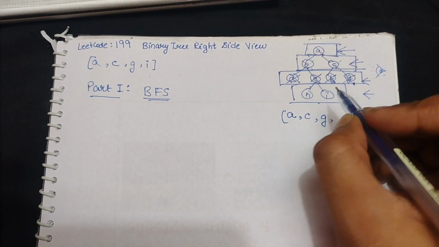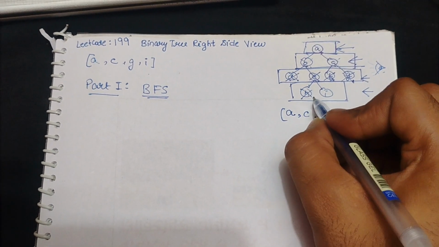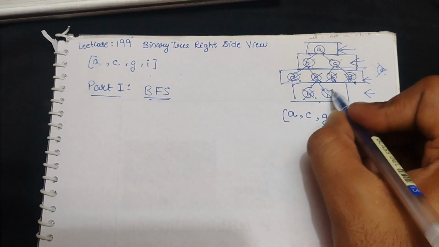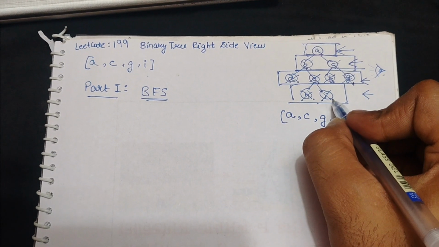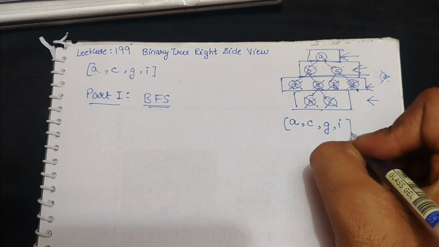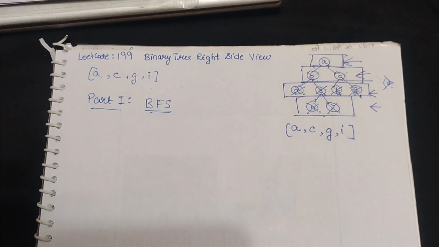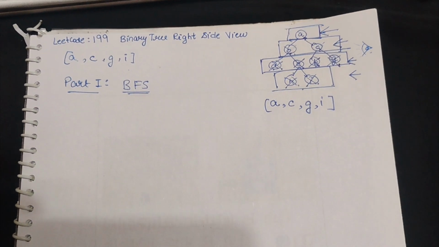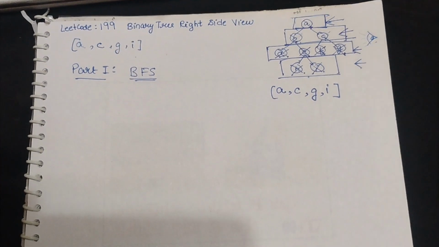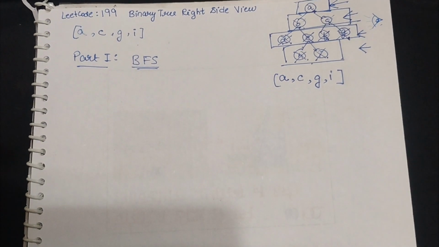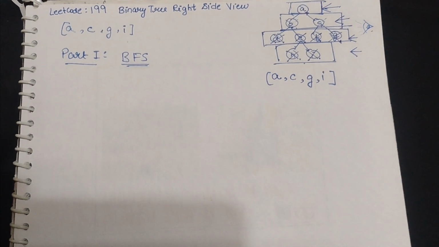Then moving on to the next level, similarly I'll pop out H, it's not the last node, so I'll continue. I'll pop out I, is it the last node in this level? Yes, it is. So I'll print that or store. This is how we will be proceeding. Now I'll write the code and then we'll do a dry run.